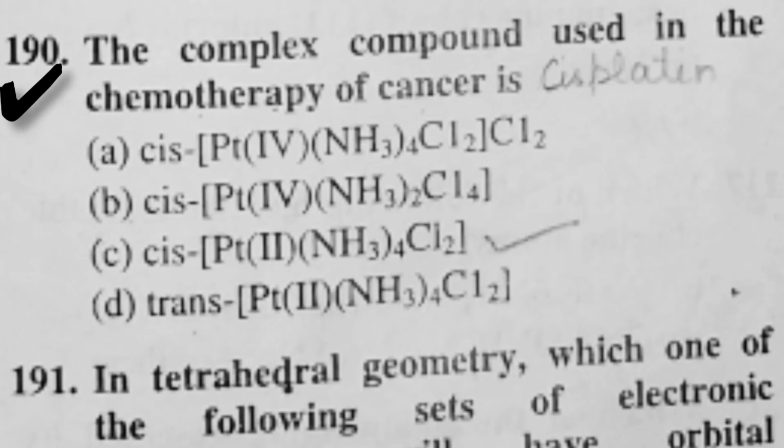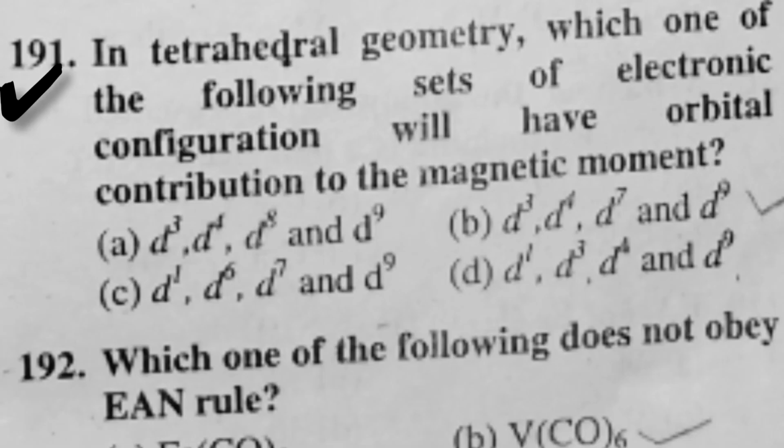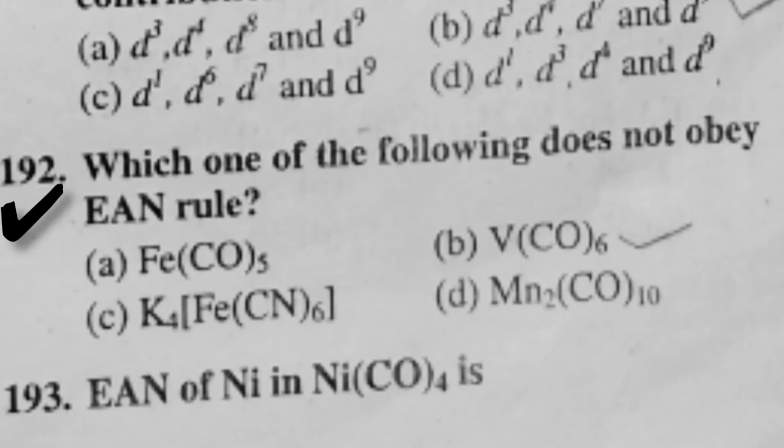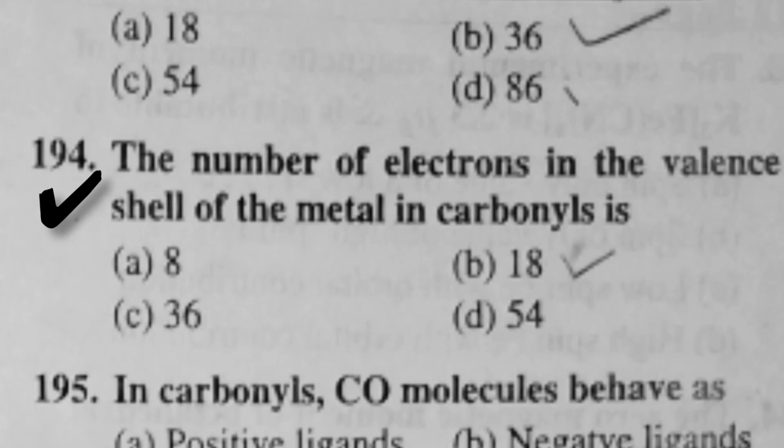The complex compound used in the chemotherapy of cancer is option C is right. In tetrahedral geometry, which one of the following sets of electronic configuration will have orbital contribution to the magnetic moment? Option B is right. Which one of the following does not obey EAN rule? Option B is right. EAN of Ni in Ni(CO)4 is option B is right. The number of electrons in the valence shell of the metal in carbonyl is option B is right.